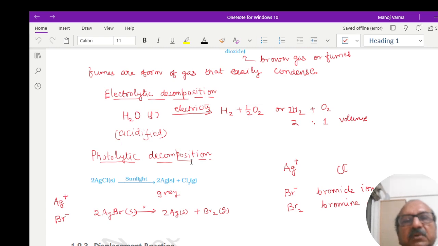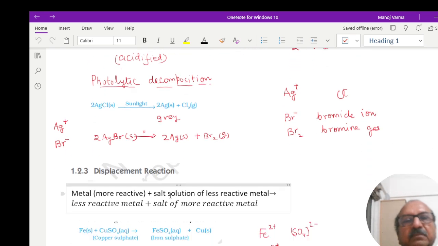Photolytic decomposition is the decomposition which takes place in the presence of sunlight, and silver chloride decomposes to give you silver and chlorine gas. Remember, when we say Cl-, it's chloride, but when we say Cl2, it's chlorine. In the same way, silver bromide can decompose to give silver and bromine.